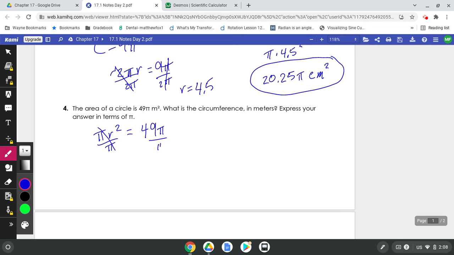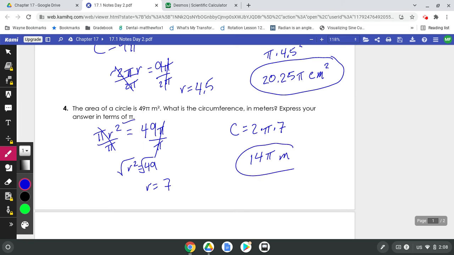We'll divide by pi. R squared equals 49. Take the square root of both of those. R will equal 7. Now all we have to do is plug that in. So C equals 2 times pi times r. So in our case, times 7. And we will get 14 pi. We want to leave it in terms of pi. So 14 pi meters. That's our answer.